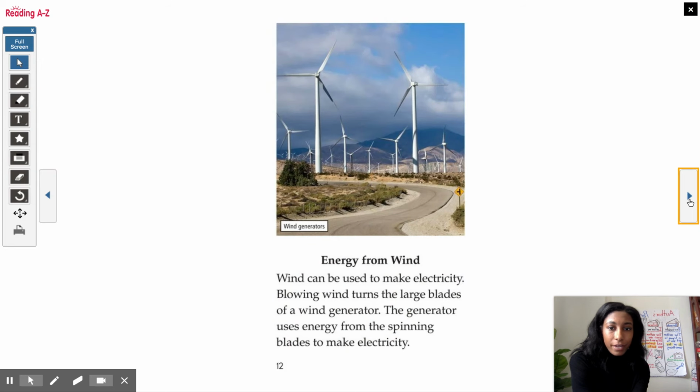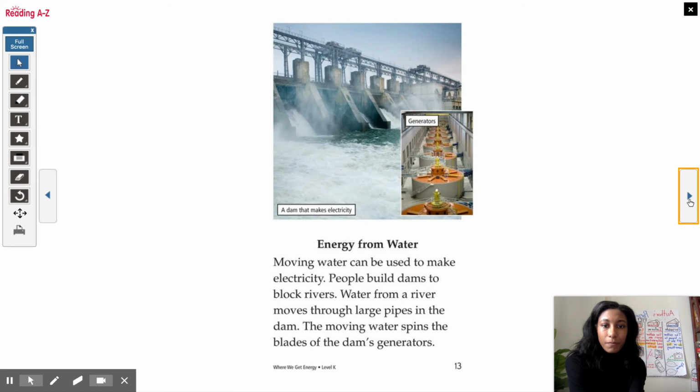Energy from wind. Wind can be used to make electricity. Blowing wind turns the large blades of a wind generator. The generator uses energy from spinning blades to make electricity.